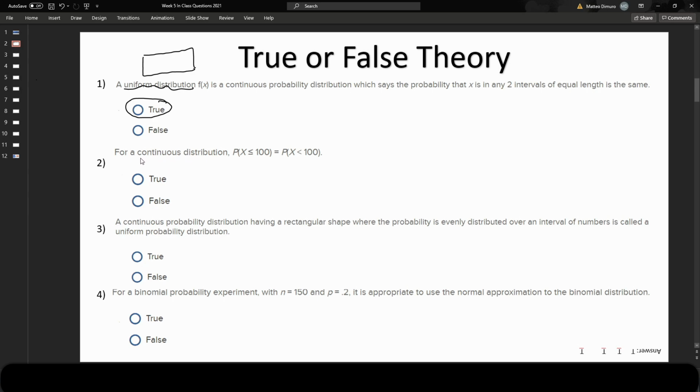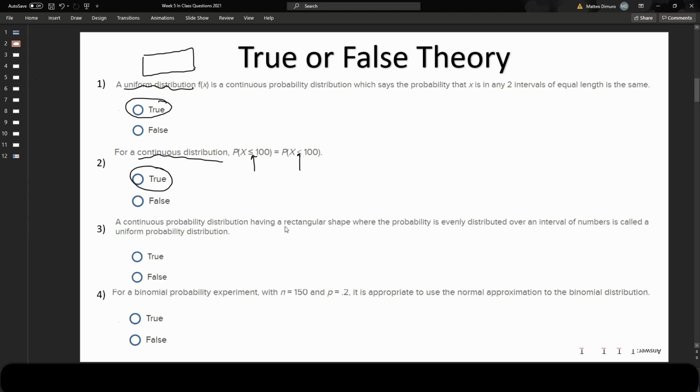For a continuous distribution, the probability of x less than or equal to 100 is equal to the probability of x less than 100. You'll just notice the only real difference is this one has an equal sign and this one doesn't. And yeah, for a continuous distribution, it barely makes a difference if you have the equal to or not. So that is true.